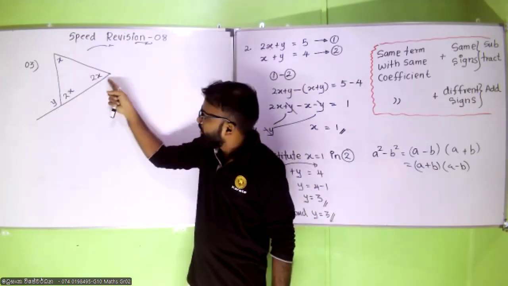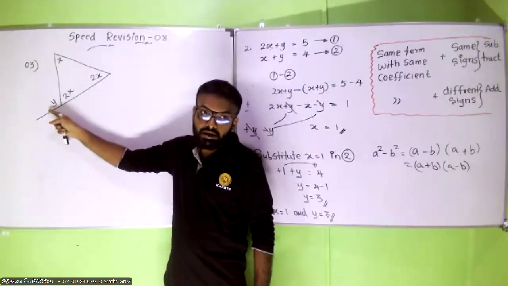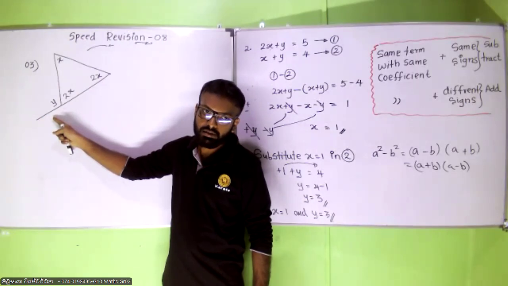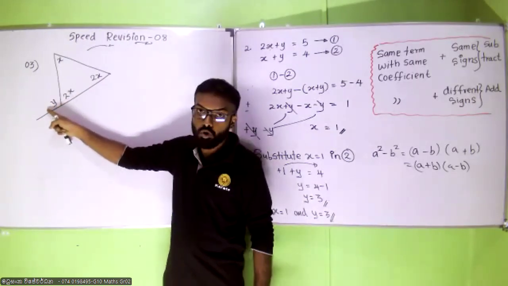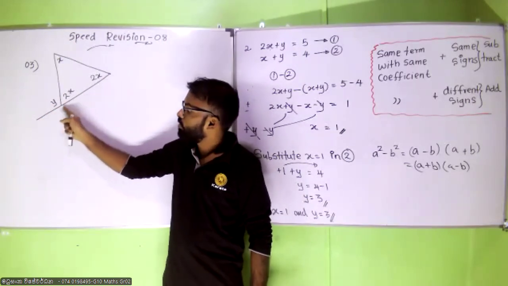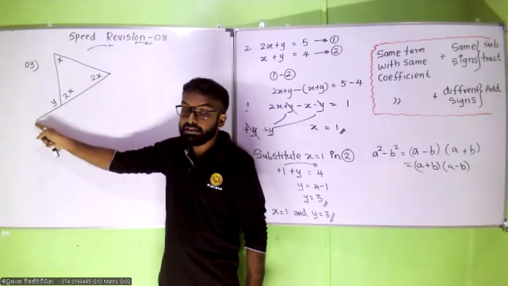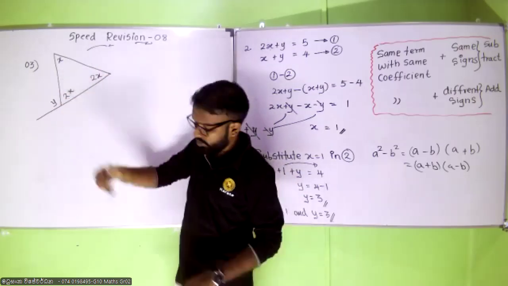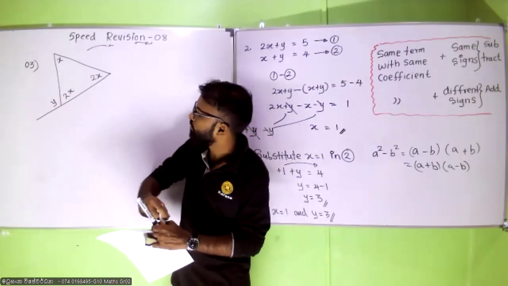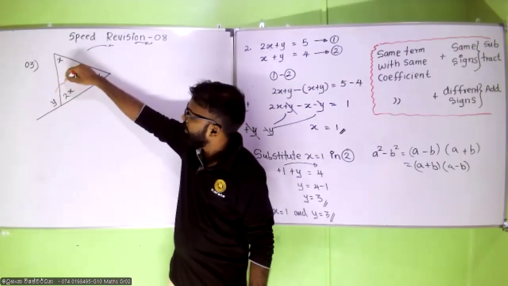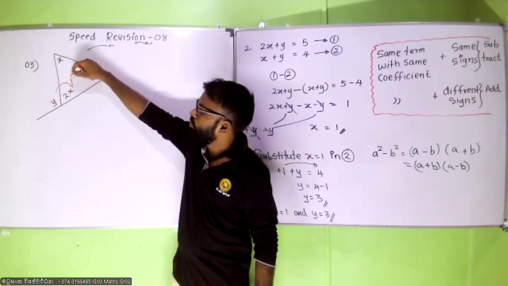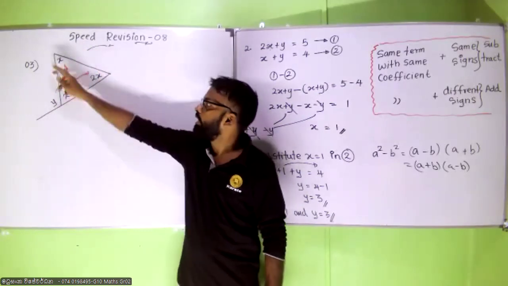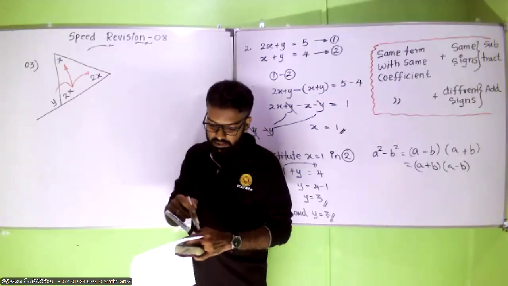The exterior angle so formed by producing one of the sides of the triangle is equal to the summation of the two interior opposite angles. So x plus 2x equals y. That is the exterior angle theorem.